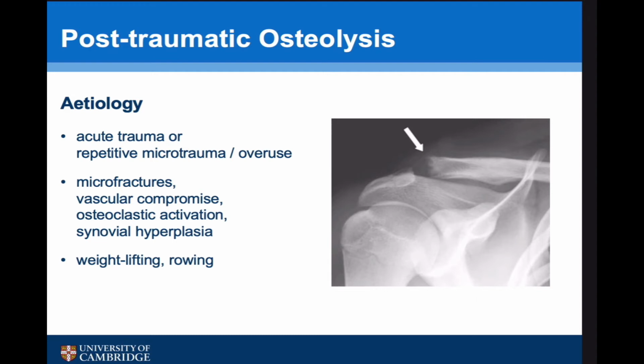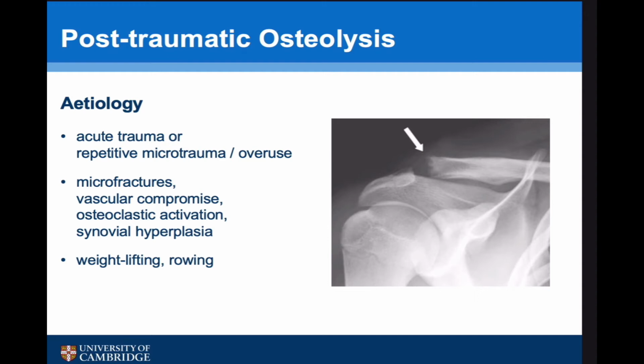Post-traumatic osteolysis, although it has similar symptoms to osteoarthritis, is a completely different pathology. It's thought to be due to either an acute trauma or repetitive microtrauma and overuse at the AC joint. It's thought that this is possibly due to microfractures, fascial compromise, increased osteoclast activity, also synovial hyperplasia, and it tends to occur in patients where they're putting excessive load through the AC joint.